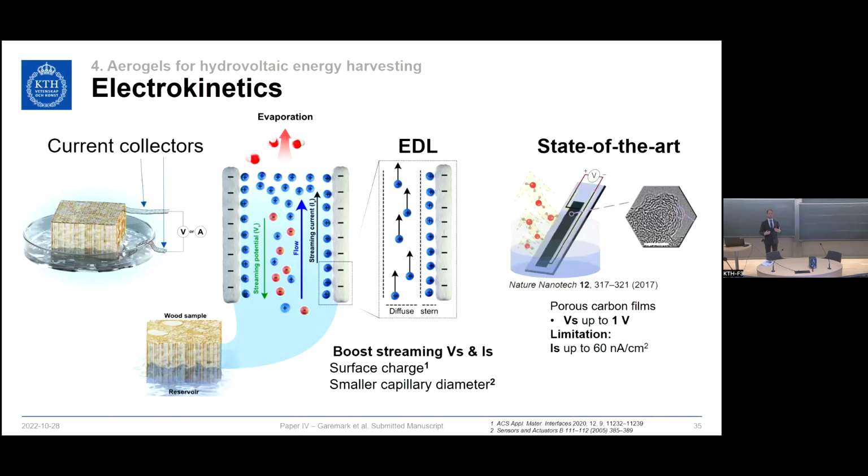So the current materials for this type of energy harvesting are usually concerned with porous carbon films, in which they can reach up to 1 volt in potential. But the limitation with these materials are that they have really low energy density, or current density.